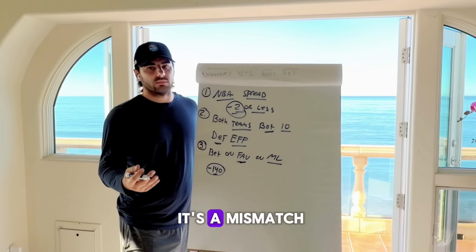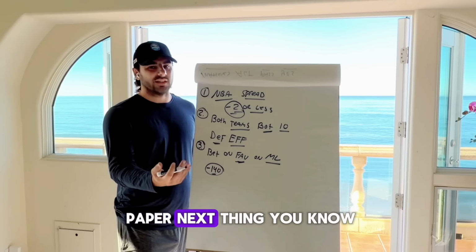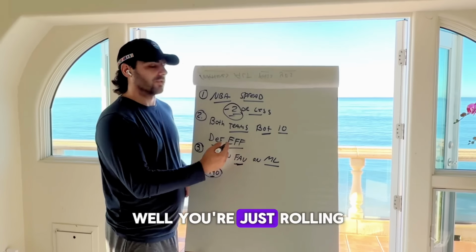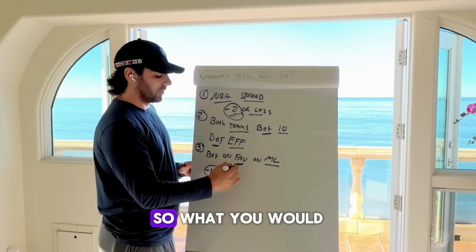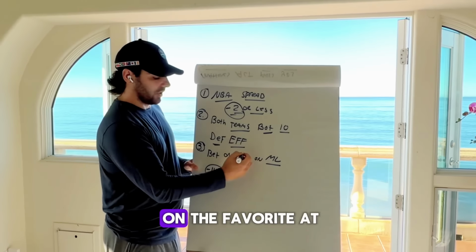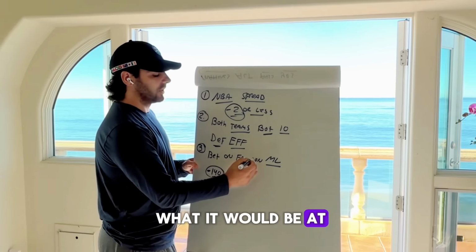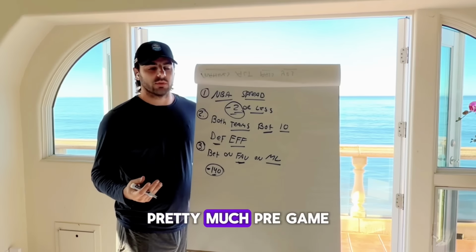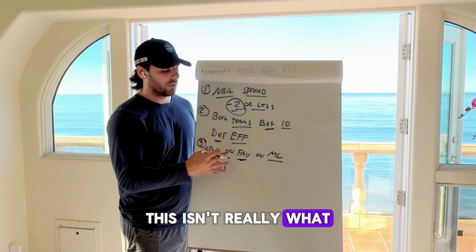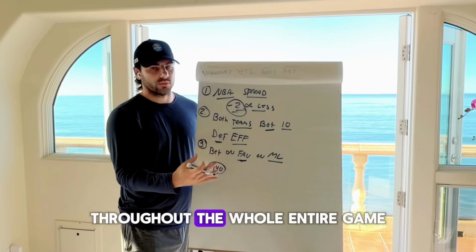If they come out and it's a mismatch, but it wasn't on paper, and next thing you know they just take off, well, you're just rolling with that. So you're just going to bet on the favorite at -140-ish, because that's probably around what it would be. That's just an insurance bet, pretty much, pre-game. This isn't really what we're actually going to be doing throughout the whole game.